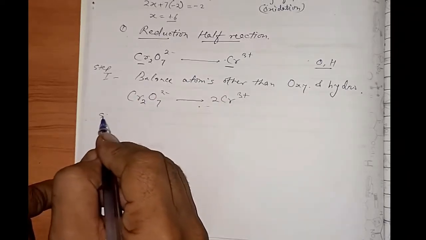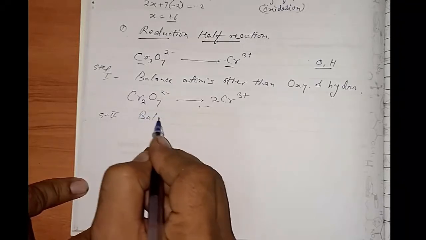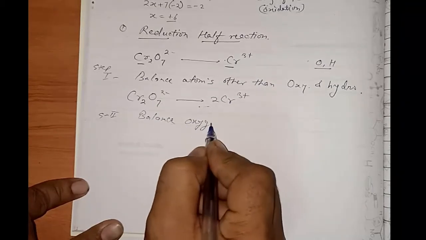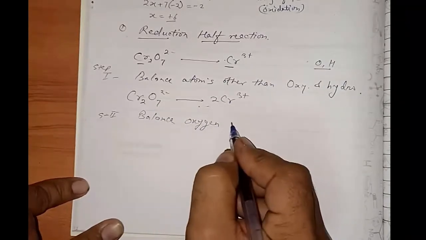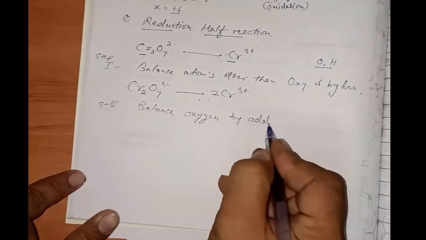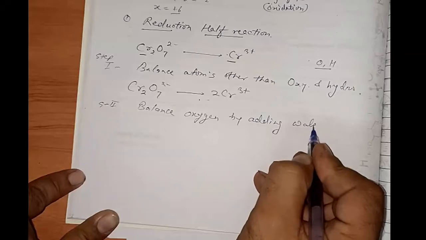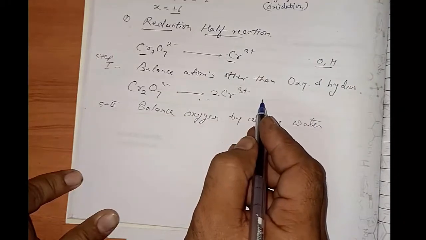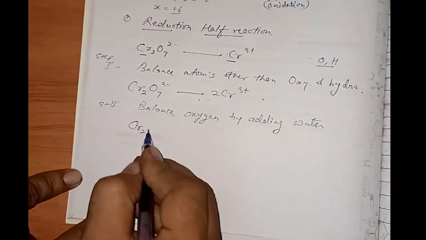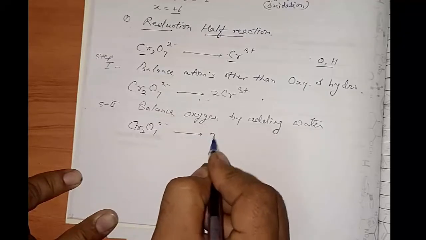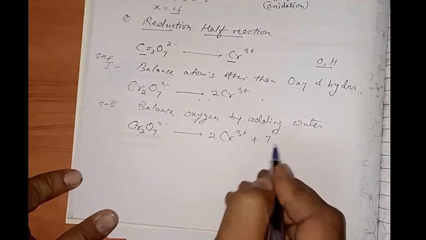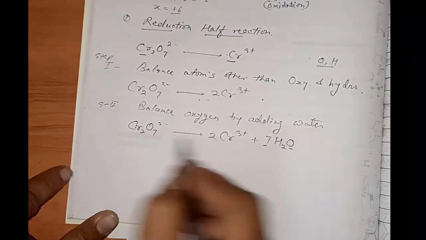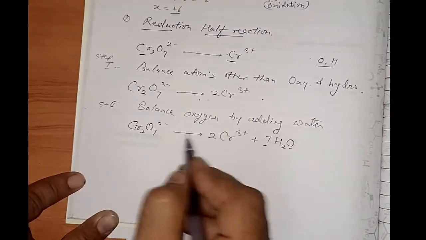Next is oxygen. So step two is balance oxygen by adding water. Please remember these steps, they are very important. Here how many oxygens in total? 7 oxygen. So we can add 7 water molecules here to balance oxygen. See here, plus 7 H2O. Now how many oxygen? 7, here also 7, means oxygen is balanced. Chromium is already balanced, oxygen balanced.